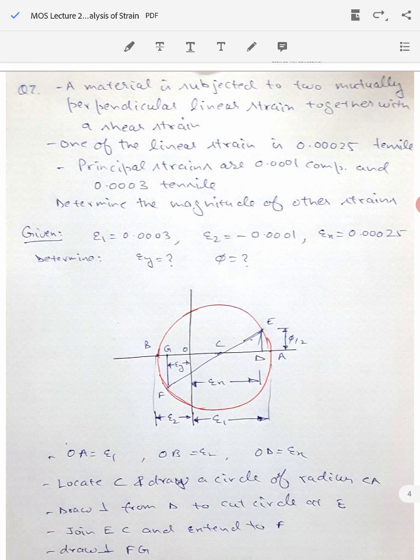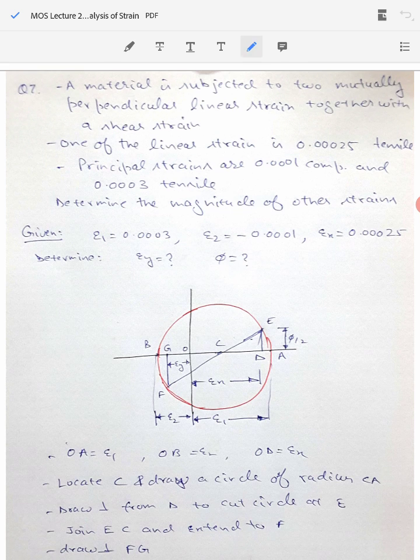Let's look at this small example, where the things are given in a different way. You have a material which is subjected to two mutually perpendicular linear strains along with the shear strain. So you have epsilon x, epsilon y, and a shear strain phi. All three are being applied. What is given to you is the value of the principal strains: the first principal strain is 0.001 compressive, and the second principal strain is 0.003 tensile.